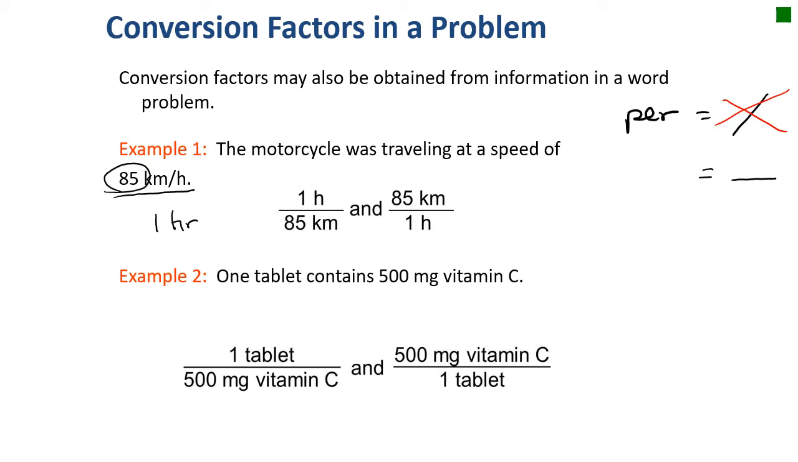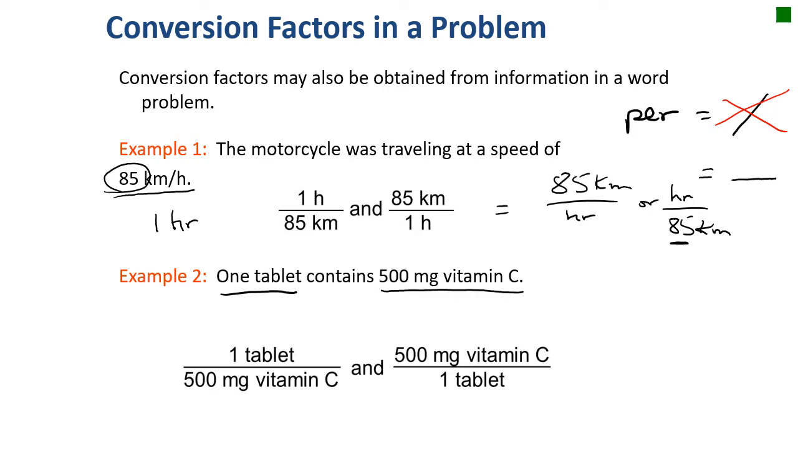The sig figs are contained in the numerator. So if we have 85 kilometers per hour, we can do 85 kilometers per hour, or 1 hour, and we can put the 1 there if it makes us happy, per 85 kilometers. The sig figs come from the 85. If 1 tablet of vitamin C contains 500 milligrams, then we are going to have 500 milligrams of vitamin C per tablet. And this 1 tablet, we can put the 1 in there or we can leave it off. Again, the 1 is optional, and the sig figs are here in the 500.